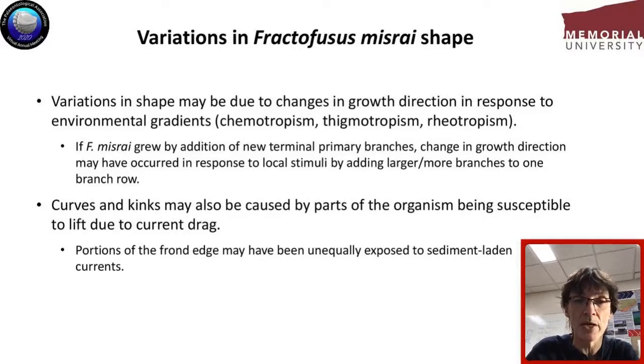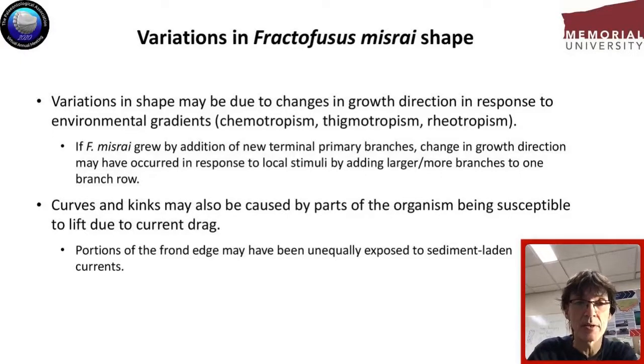They're probably due to changes in direction of growth in the organism itself, which was probably caused by response to environmental gradients. For example, it may have been in response to nutrients or toxins in the environment around them. It could have been in response to physical proximity or contact with other specimens, or it could have even been related to mechanical stimulation caused by water currents in the environment around them.